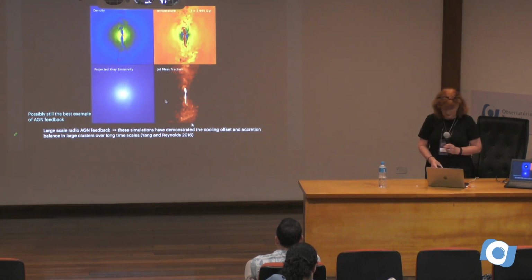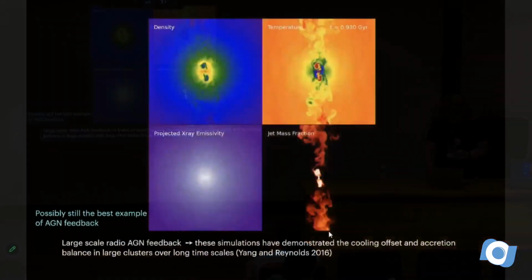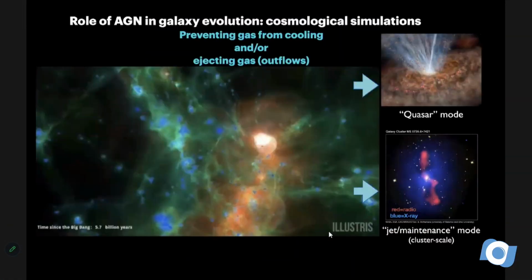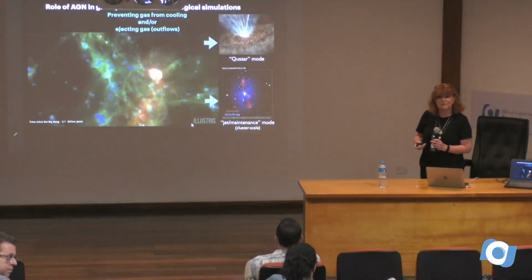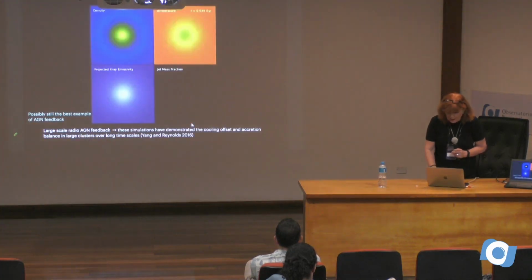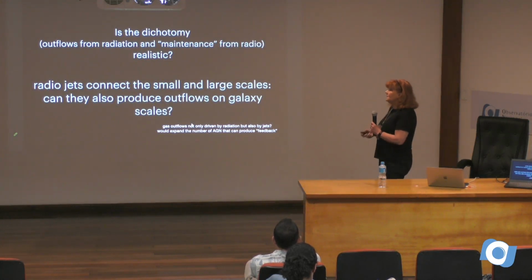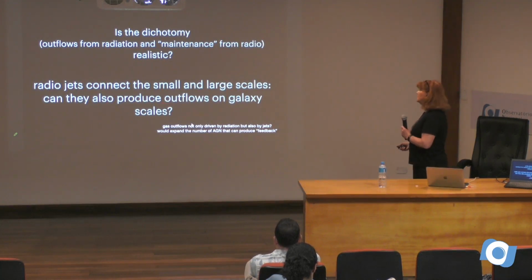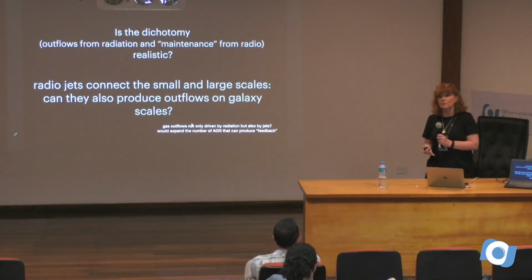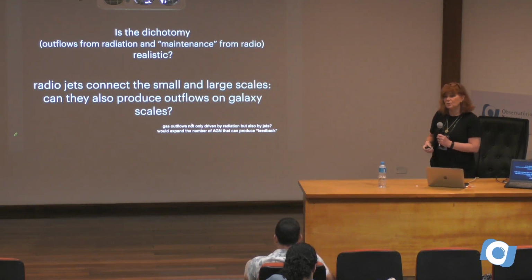Okay, the dichotomy that I showed you before, quasar mode and maintenance mode, is very handy if you want to study. You have two boxes, nice. But how realistic is this? Maybe it is the situation that a radio jet can also produce outflows, and so give another impact, not only on the large scale, but also on the small scale?